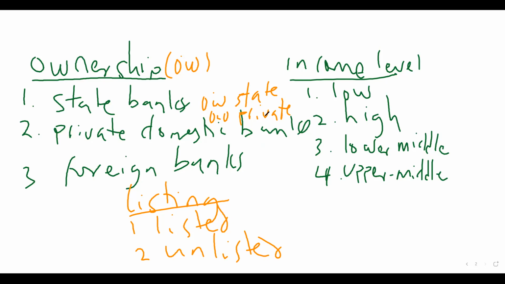The same way when you go to the income level, you can have a dummy for the low, a dummy for the lower middle, a dummy for the upper middle, and nothing for the high, because the high becomes what? The reference category. Okay. So it's very important you understand this, because how you interpret these things is very important.